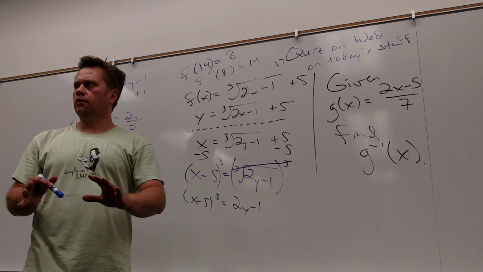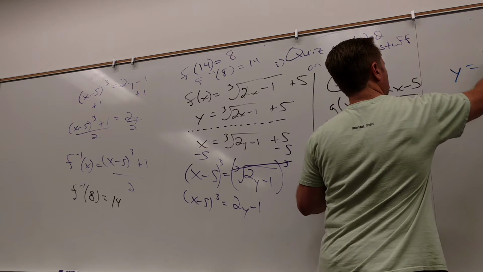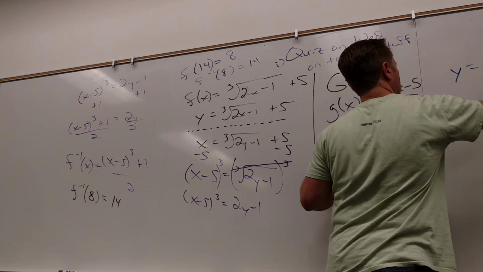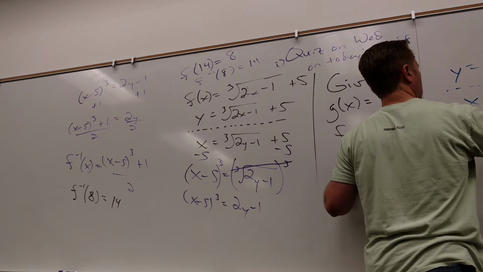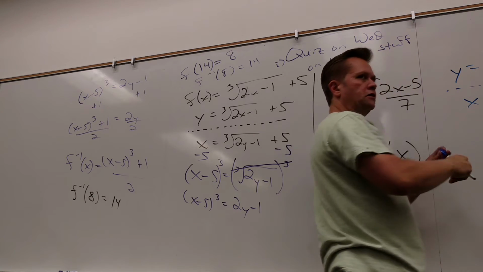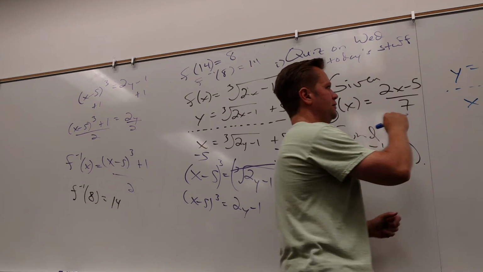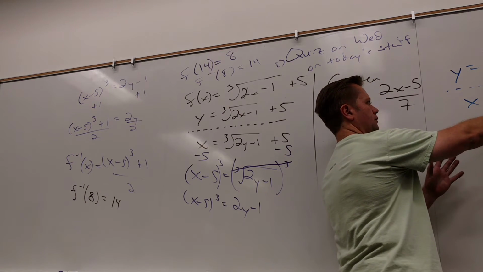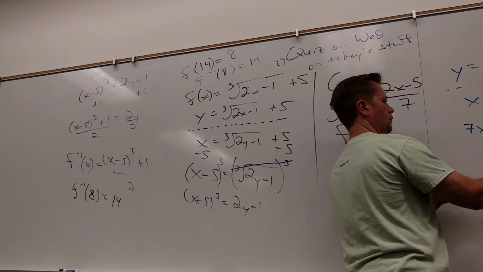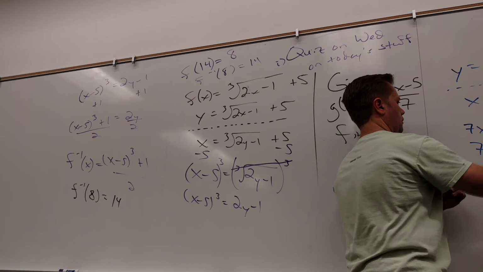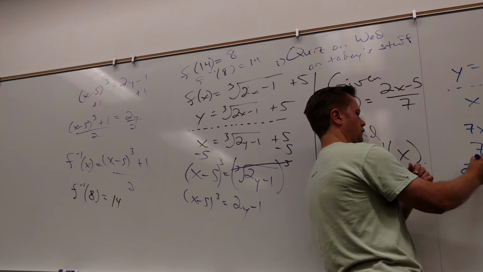So let me catch up with you. What's the first step here? Bring y back, and then switch the x and y. If you do this for your pre-calc teacher and they have a problem with it, say you're doing it wrong, but no, you understand? Now you start to solve. Multiply by 7. Add 5. Divide by 2. So now that is G inverse.